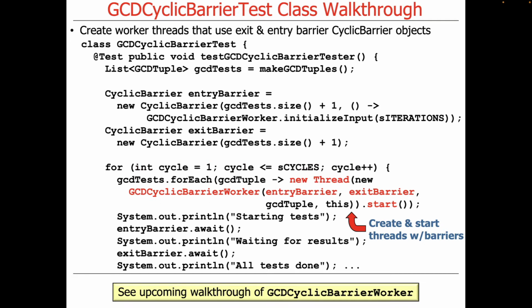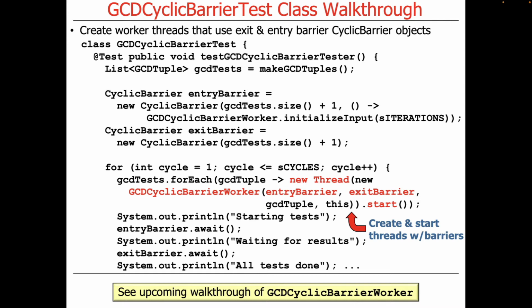And then what we do here is we're going to go through each of the tests, and for each algorithm, we're going to make ourselves a new thread, and we're going to start that new thread. But we're going to pass in the entry barrier and the exit barrier to the runnable that's going to do the processing. And that, of course, is going to be used by that runnable in order to make sure that all the threads start at the same time and all the threads exit at the same time. And we'll see how that code works when we walk through GCD CyclicBarrier Worker in just a moment.